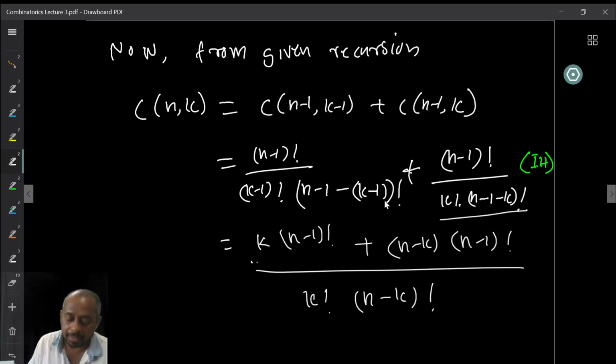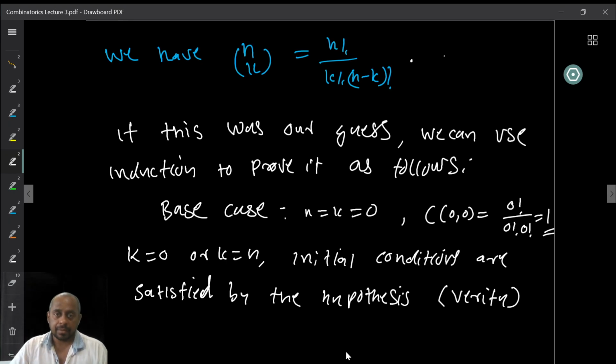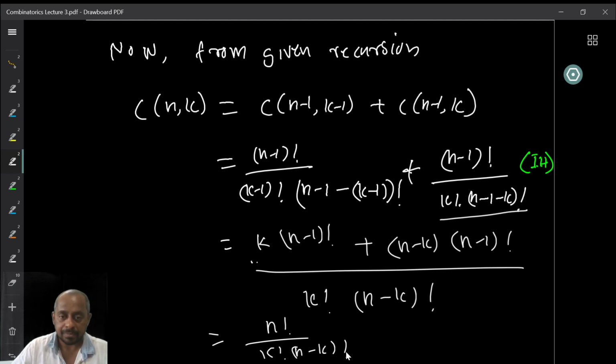So what is this? This is k plus n minus k, which is n, and therefore we have n factorial by k factorial into n minus k factorial. So the guess works out, right? So therefore we show that n choose k is equal to n factorial by k factorial into n minus k factorial for every n and k. So that's it. We have a proof using induction as long as we have the guess.